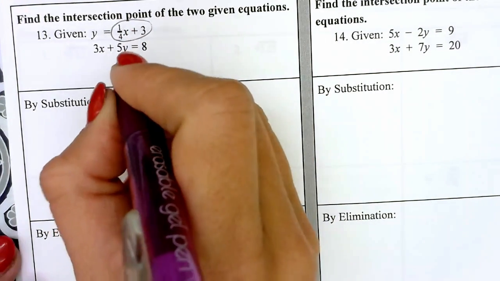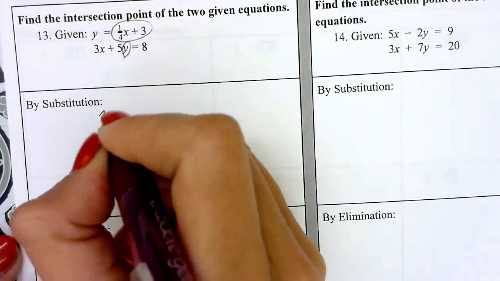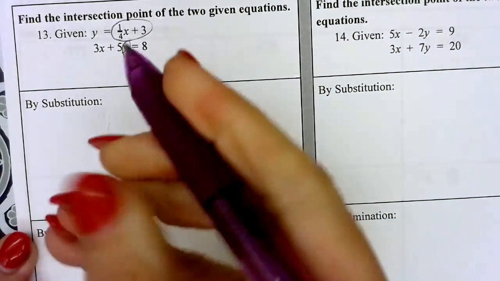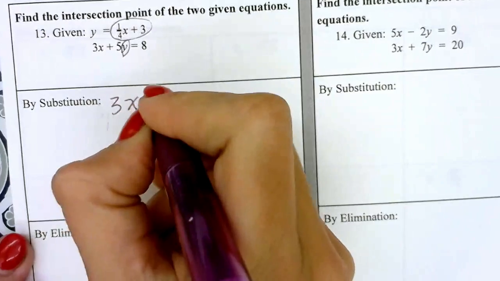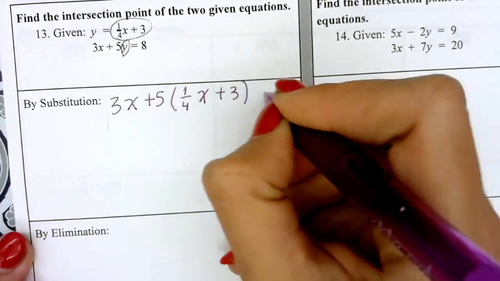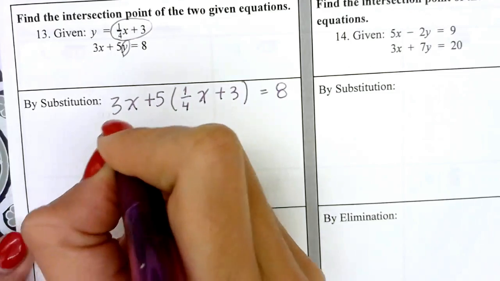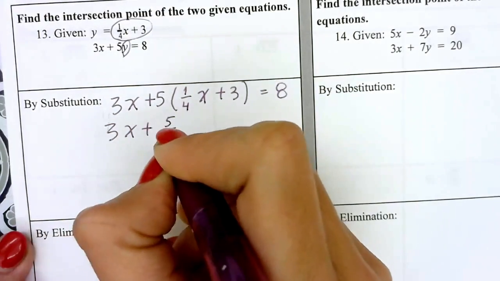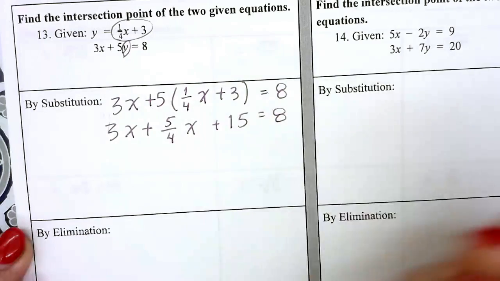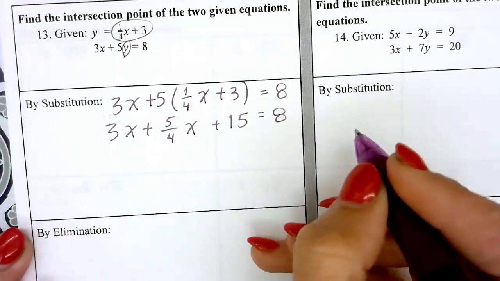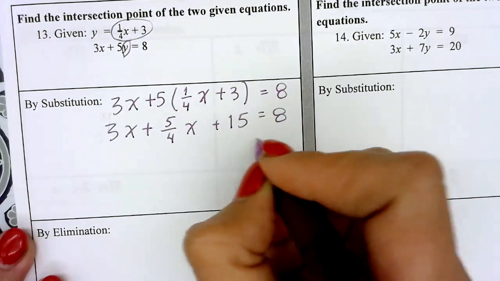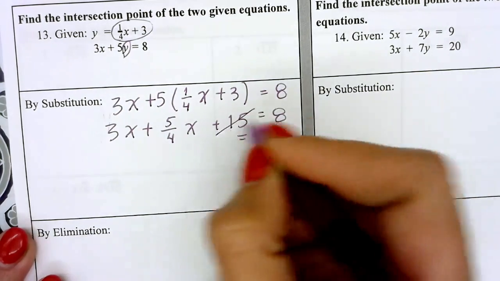I will fill this in for y right there. Let's save some time. So I have 3x plus 5 times 1 over 4, x plus 3, close, equals 8. 3x plus 5 over 4, x plus 15 is 8. Then let's subtract 15 and then clear out fractions. So if I subtract 15, I get a negative 7 over here.